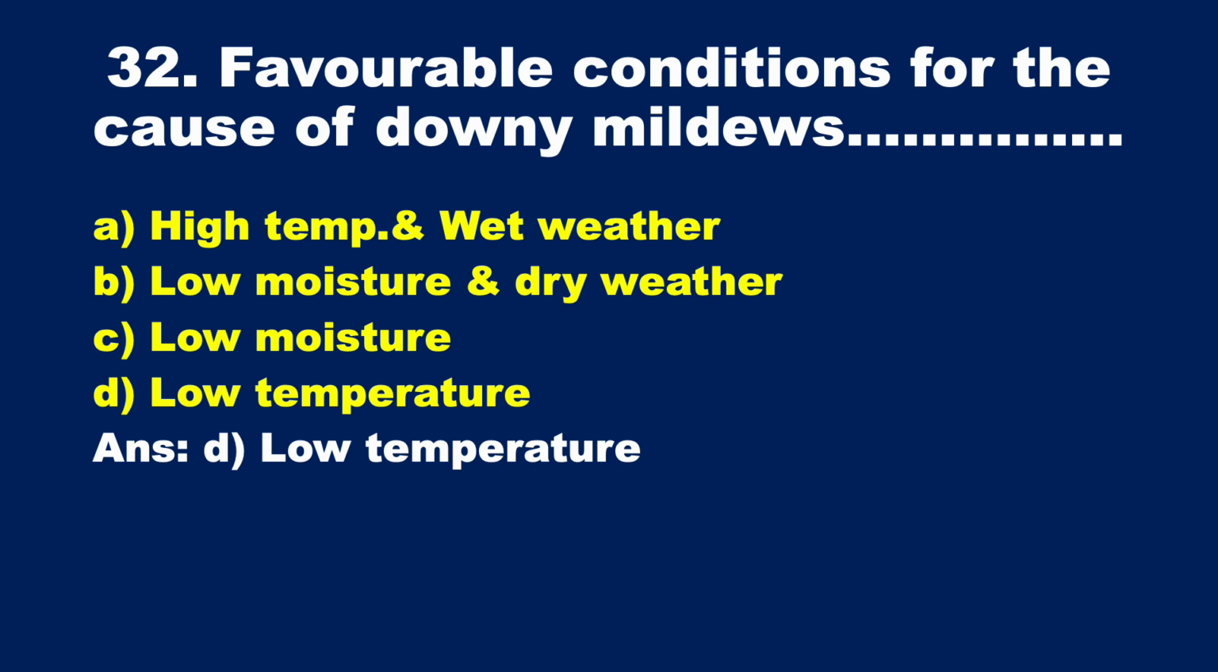Next question is the favorable condition for the cause of downy mildew. There are 4 options. Out of the 4 options, the correct answer is D, that is low temperature. Besides that, we should understand what type of symptom generally develops due to the infection of the downy mildews.